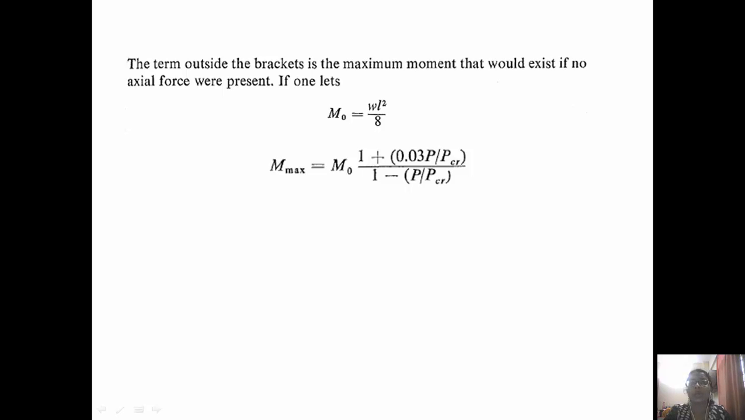The term outside the brackets is the maximum bending moment that would exist if no axial force were present. If one lets M naught is equal to WL square by 8, that is the maximum bending moment for a UDL on a simply supported beam. Therefore, we get Mmax as M naught into 1 plus 0.03 P by PCR divided by 1 minus P by PCR.